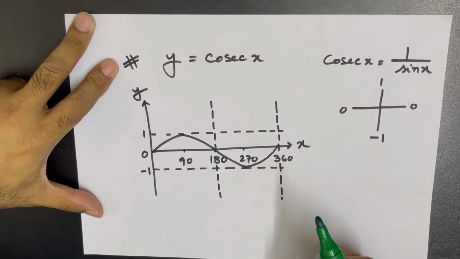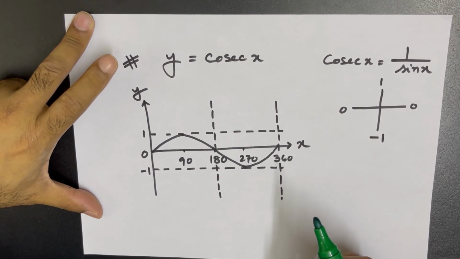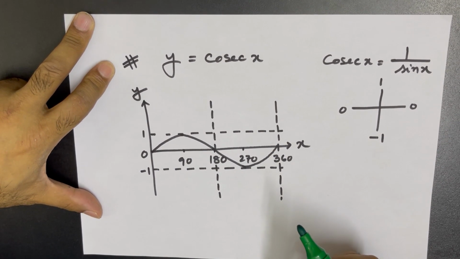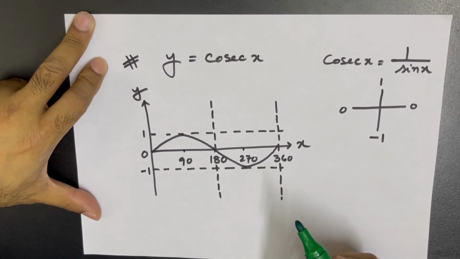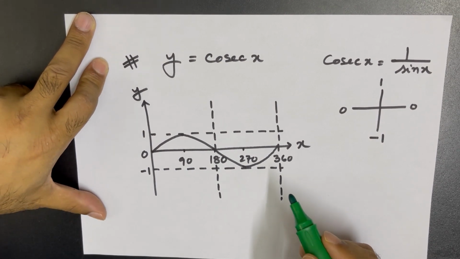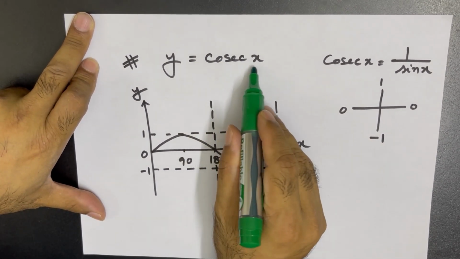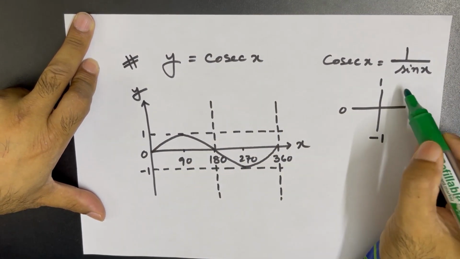In A2, the graphs of cosec, sec and cot are important because most of the graphs of sine, cos and tan we did in O level. Now I will show you how to draw the cosec x graph. So cosec is the opposite of the sine graph.